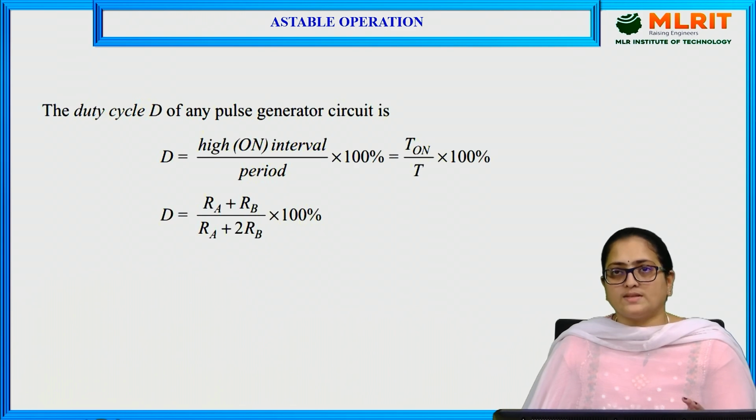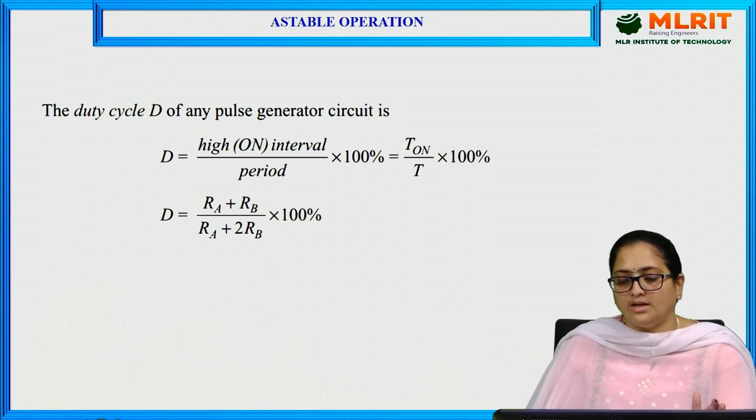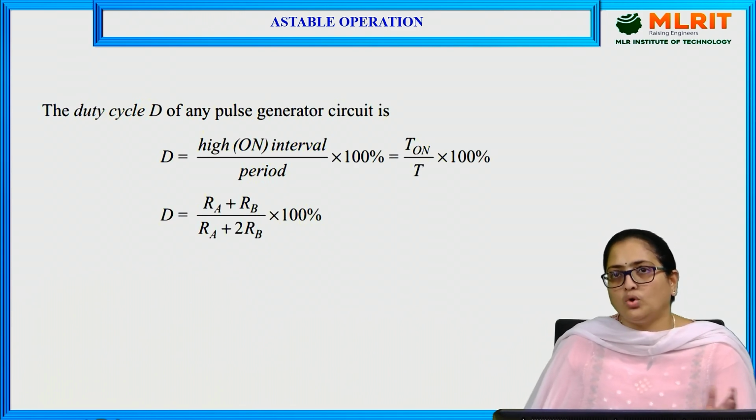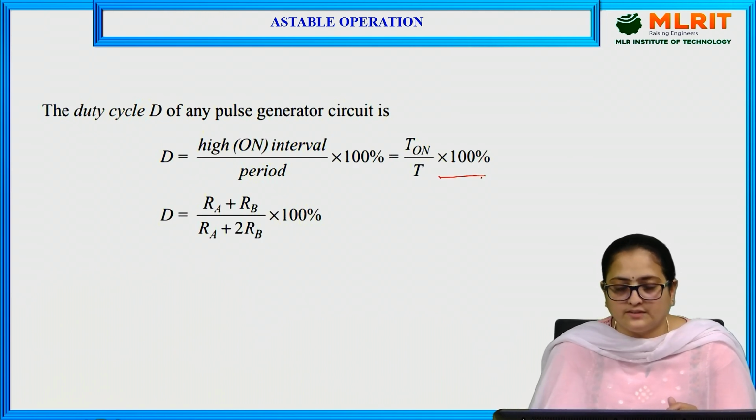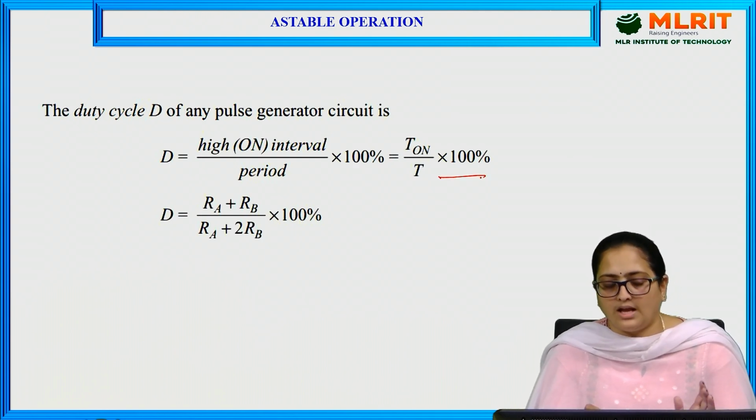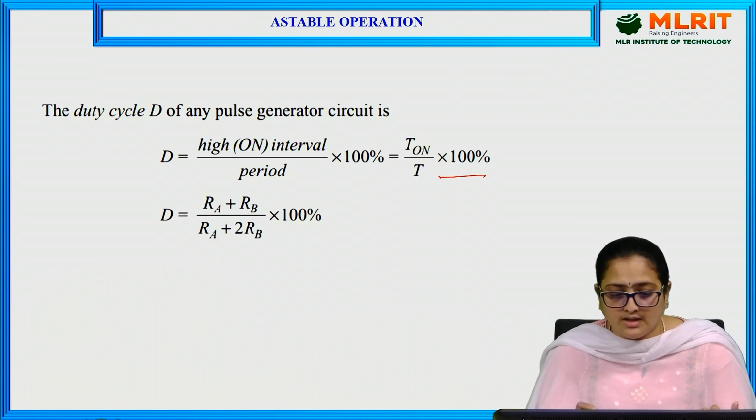And coming to duty cycle, the definition of the duty cycle is nothing but T on, the on time, by the total time period, into 100. This is given as the duty cycle definition.